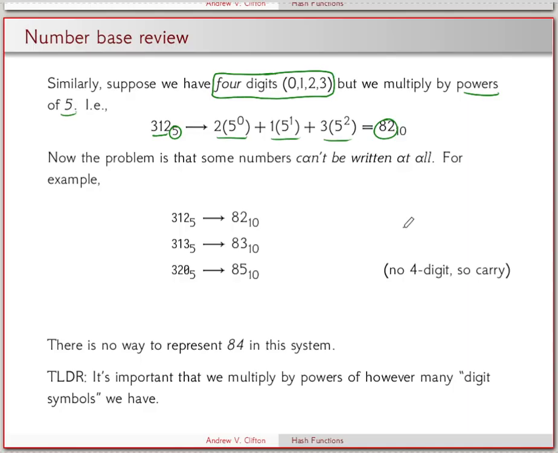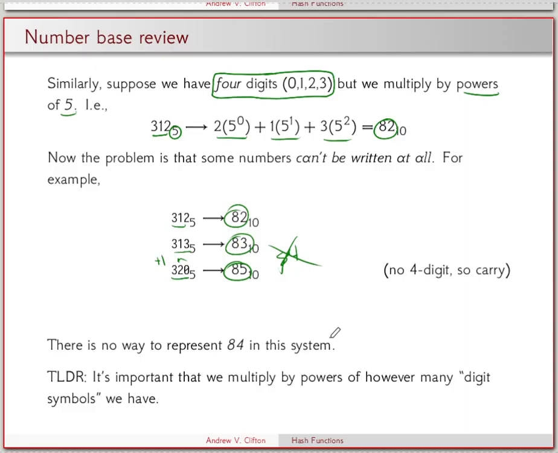Well, now the problem is there are gaps in our number line. Some numbers cannot be written at all. So 312 in this system corresponds to 82 in decimal. 313 corresponds to 83. But then if our digits go 0 through 3, once we go past 3, we have to carry. So adding 1 to 313 carries over into the 2 there. So the next number is 320. But the value of 320, if you plug in over here, is 85. There is no way to write the number 84 in this system.